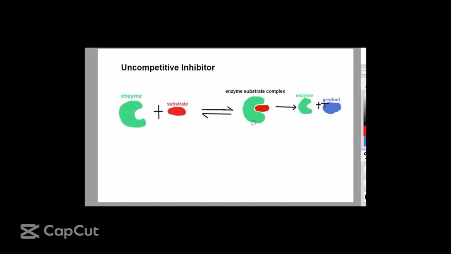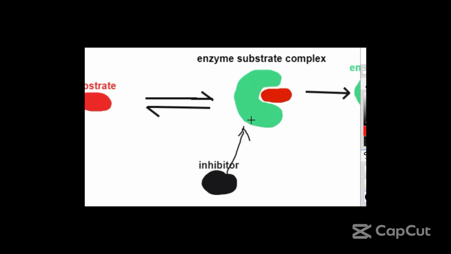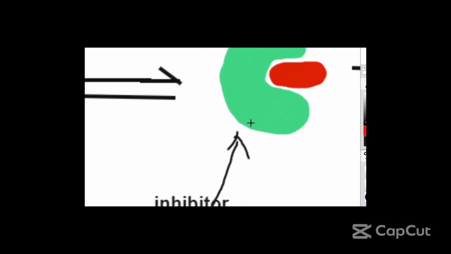Okay, so now let's move on to the uncompetitive inhibitor. For this one, the difference here is that the inhibitor, so this is the inhibitor, only binds to the enzyme substrate complex. It's like a shortcut. So he will bind here in the enzyme substrate complex. The inhibitor attaches to what is called the allosteric site.